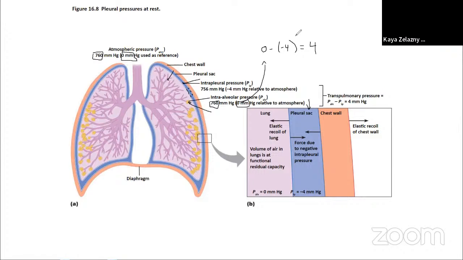We don't need that number to figure out if air is going in or out. For that, we just need atmospheric and alveolar. This is just telling us the pressure that's kind of pulling the lung tissue towards the chest wall. That's the transpulmonary pressure. So it's the pressure across the lung, but that's not the pressure gradient that's forcing the movement of air.